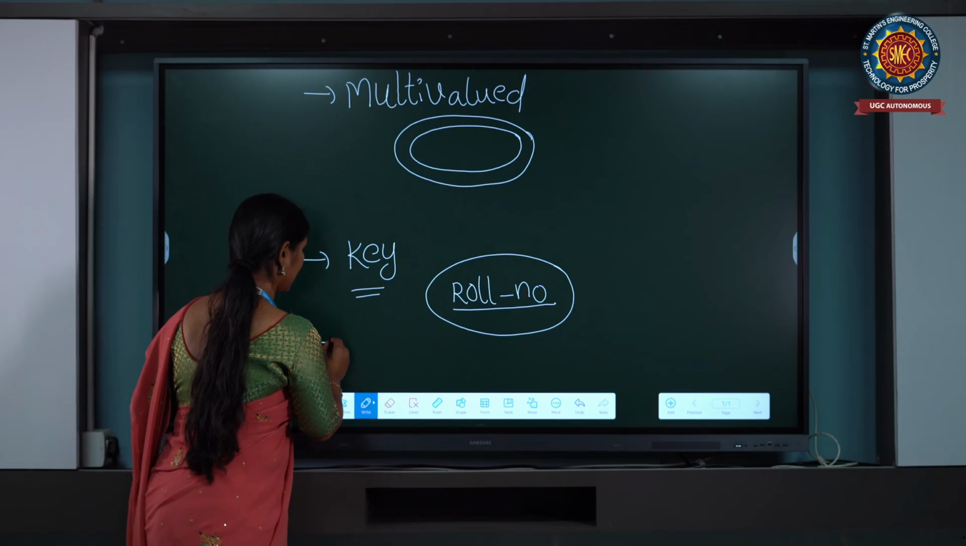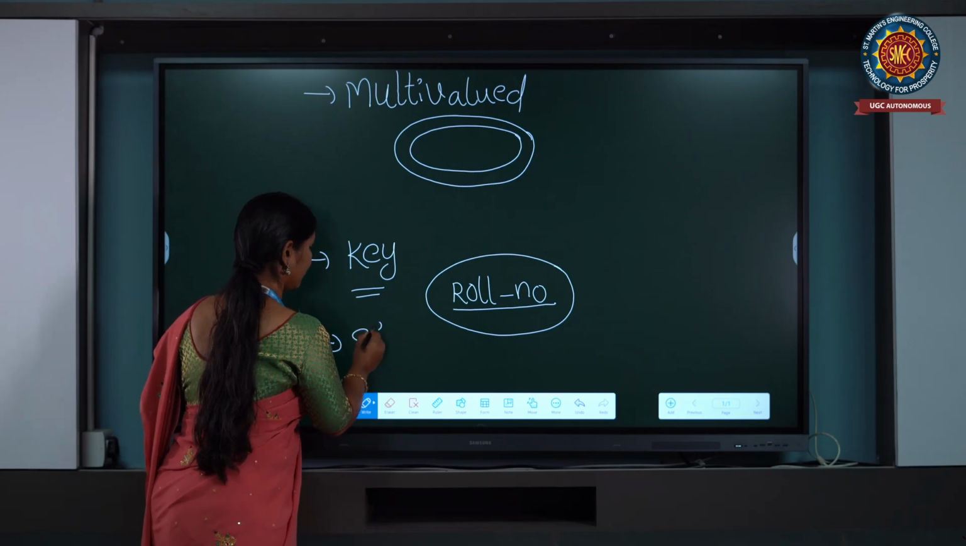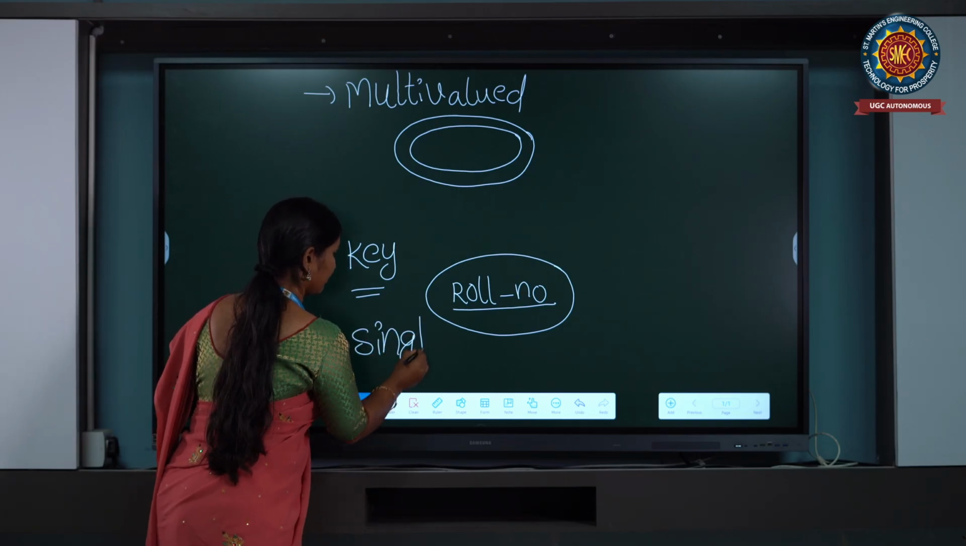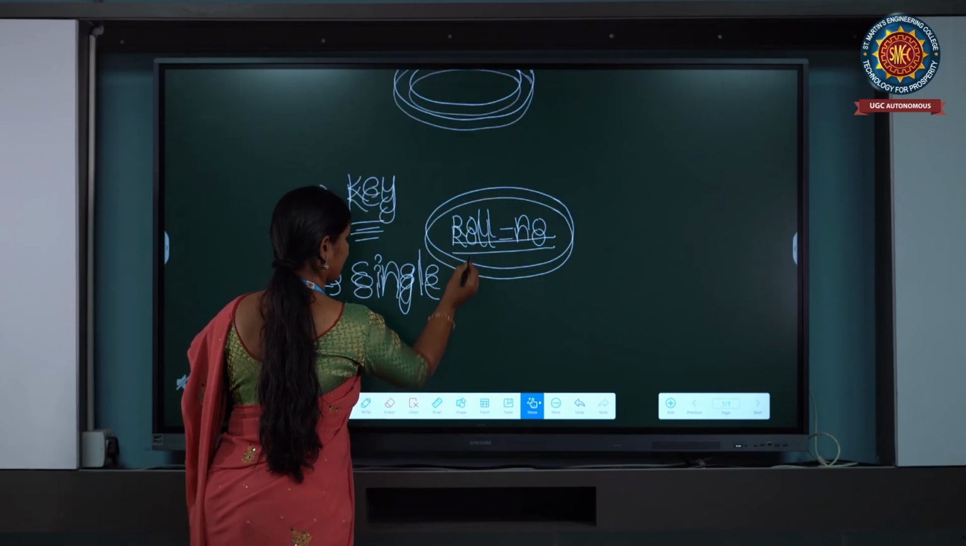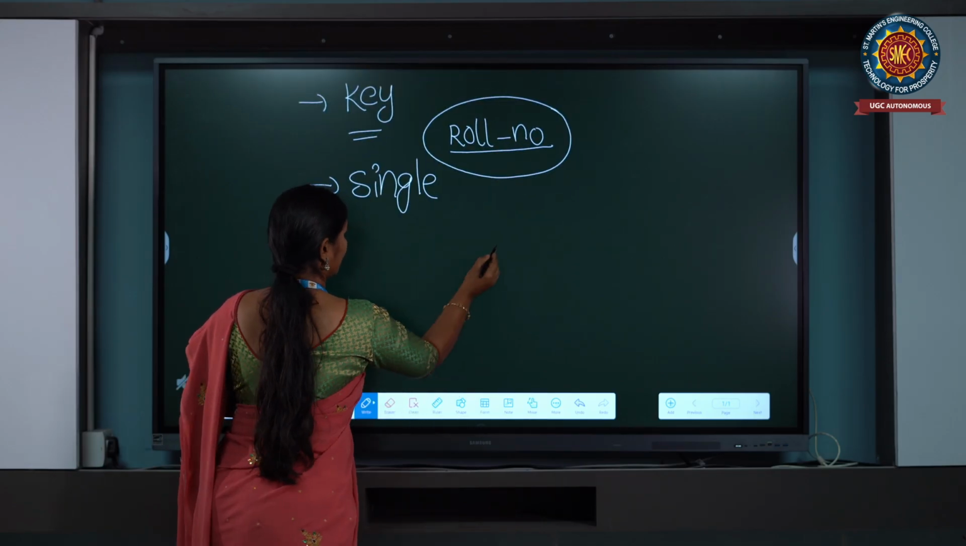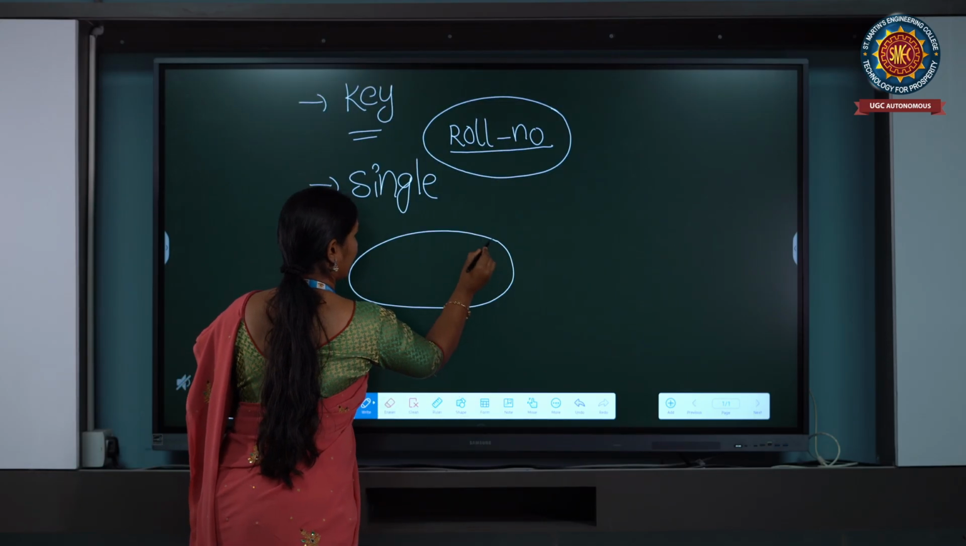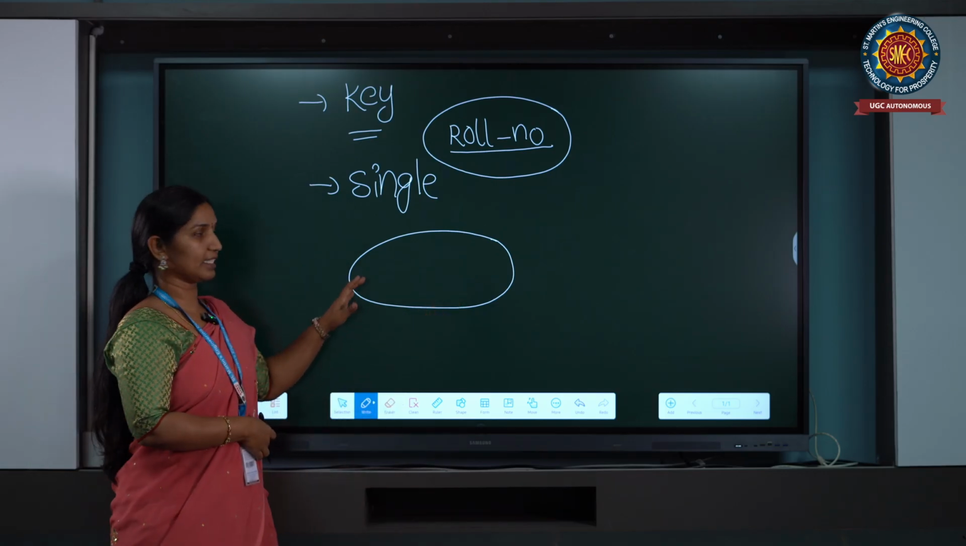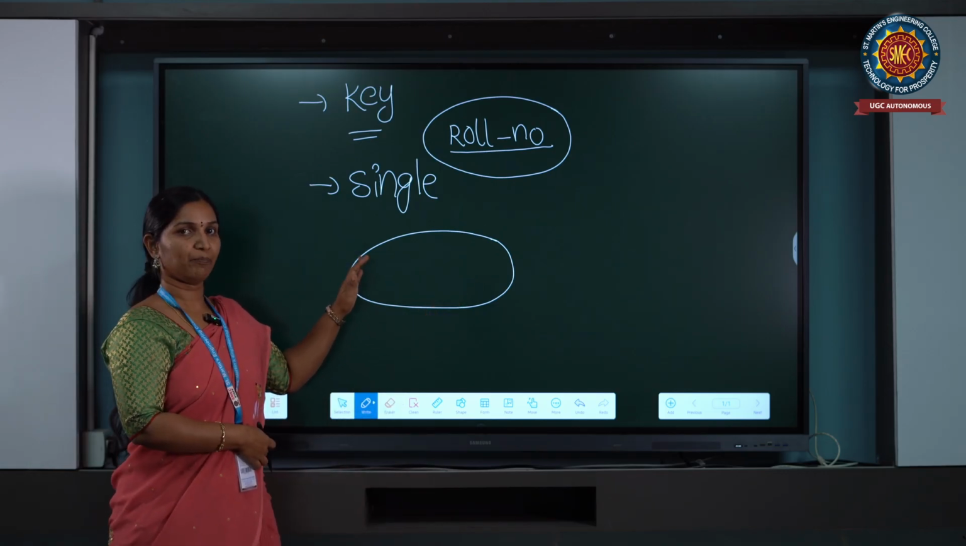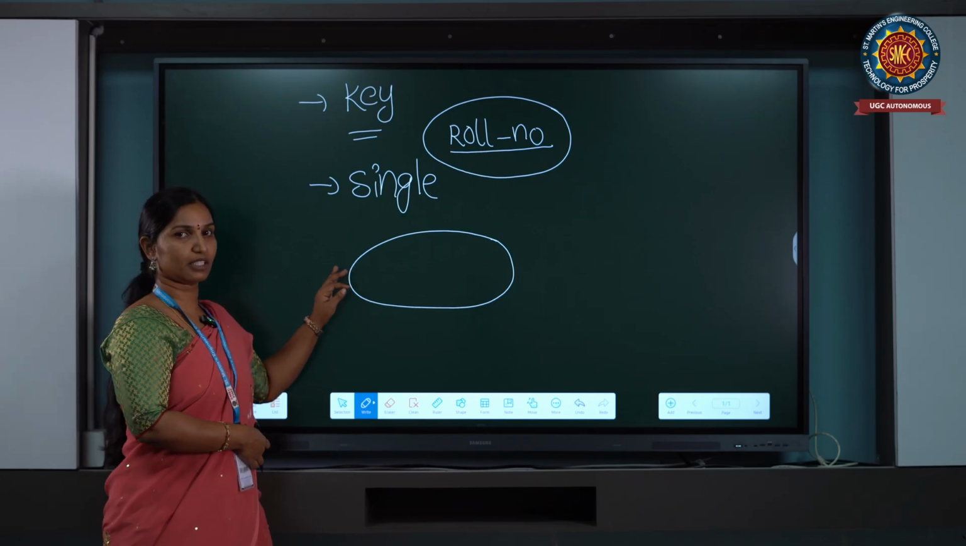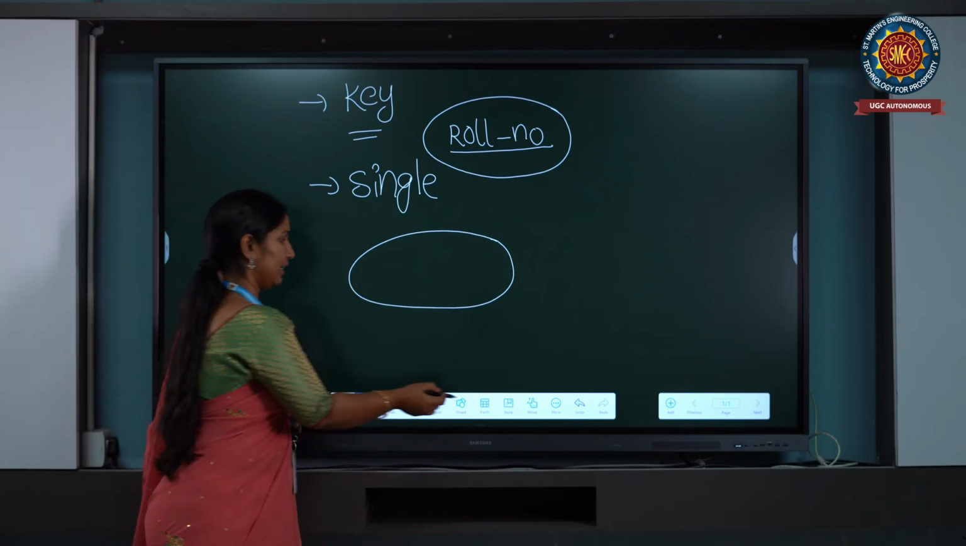The next one is the simple or single valued attribute. A single or simple valued attribute is represented by using the single ellipse. These are all the different types of attributes we use in the entity relationship diagram.